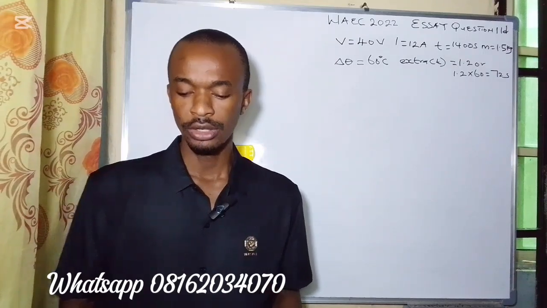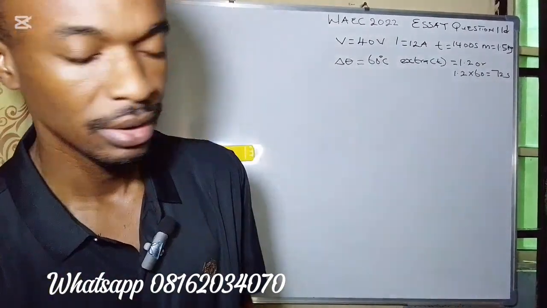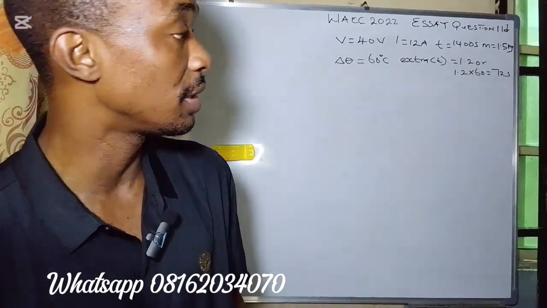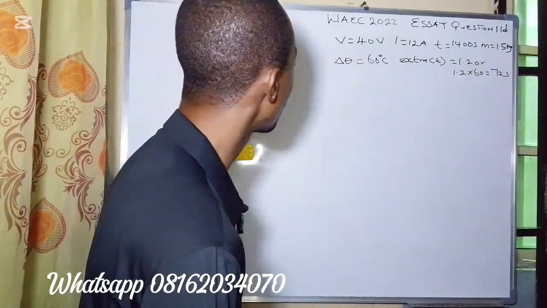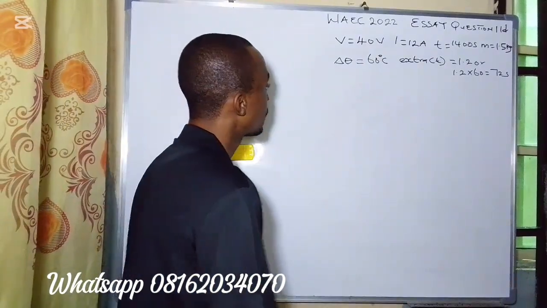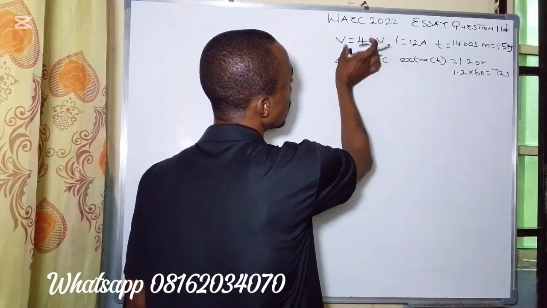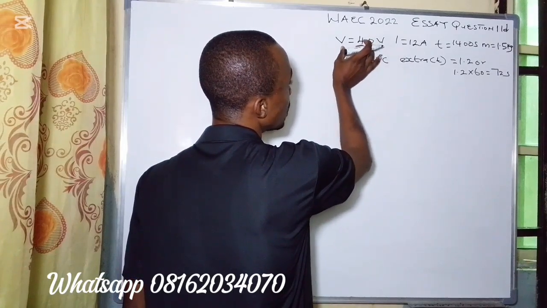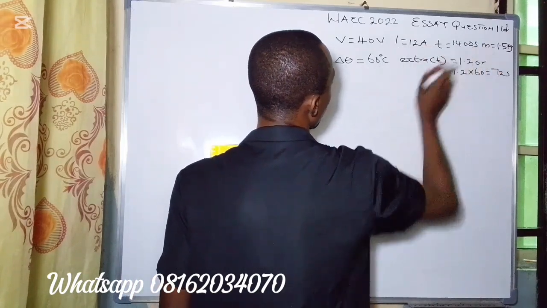We are going to be looking at that briefly. The first one is latent heat of fusion, which means it's melting. The second one is specific heat capacity. I've already written out all the parameters: this is the voltage, you have the current, you have the time, and then you have the mass.